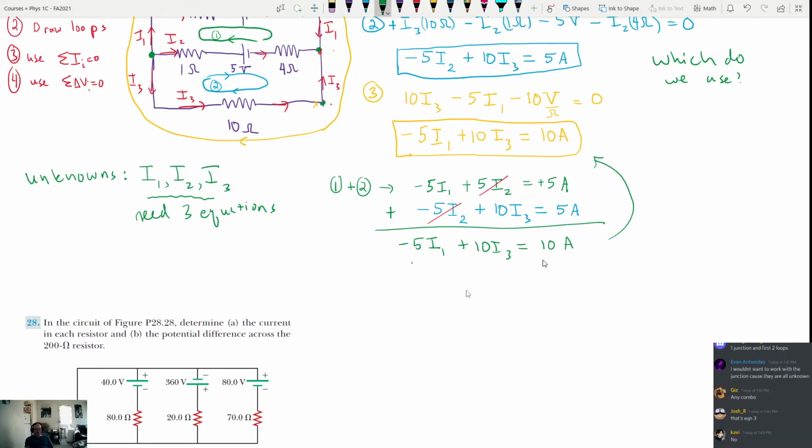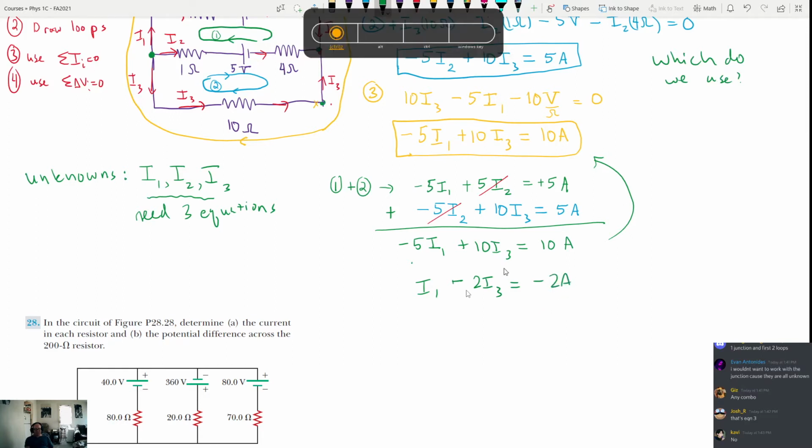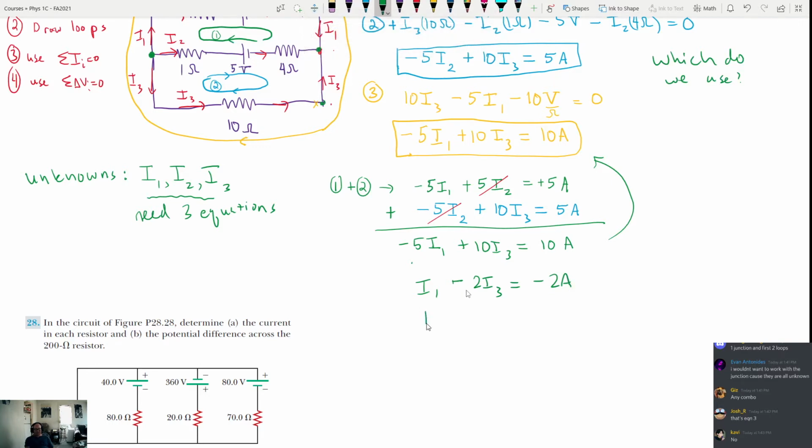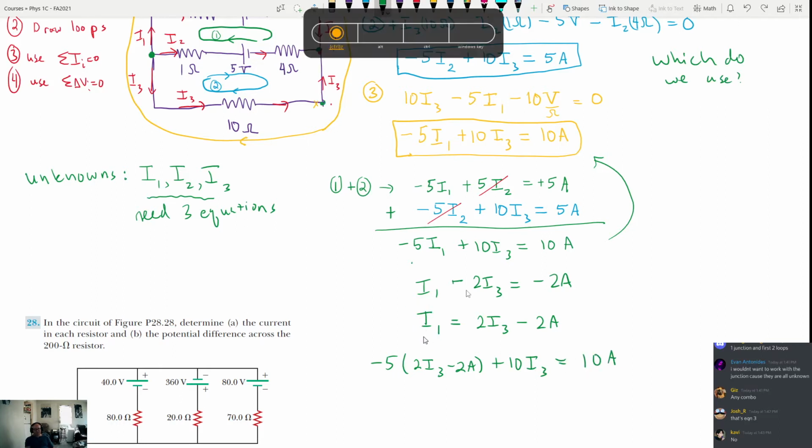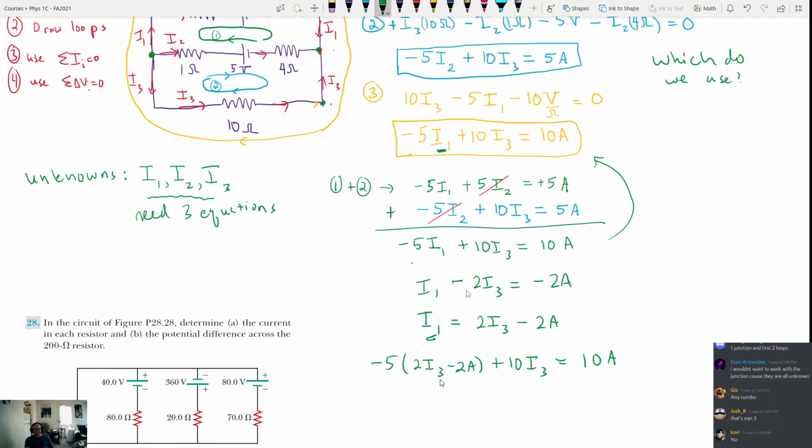This equation can reduce down to, if I divide through by negative 5, I1 minus 2I3 is equal to negative 2, right? So all I did was divide the whole thing by negative 5. So that means that I1 is equal to 2I3 minus 2 amps, and then I can plug that into this equation, right? So that equation says negative 5 times I1 plus 10I3 is equal to 10. So all I'm doing is taking this I1 right here and plugging in for I1 right here.